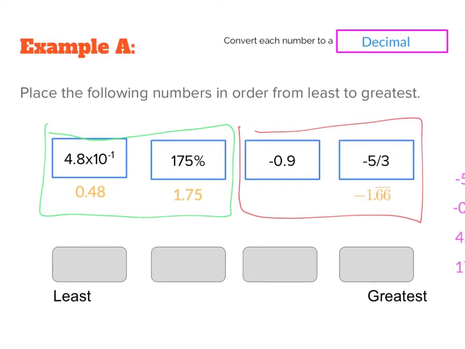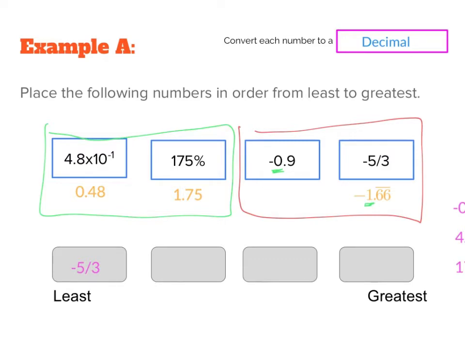So I've got negative 0.9 and negative 1.66. If I'm trying to figure out which one is the least, or which one is the furthest away from zero, it's going to be negative 1.66, because the negative 1 is a larger negative than the 0 that's right here. So that makes negative 1.66 the smaller number. Now, when I write it, I'm going to write it in the original form. So I'm going to write negative 5/3, because it's not asking me to put negative 1.6 repeating in order. It's asking me to put negative 5/3 in order. So negative 5/3 is the smallest.